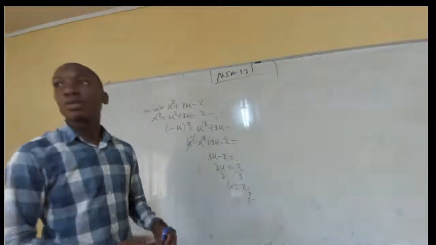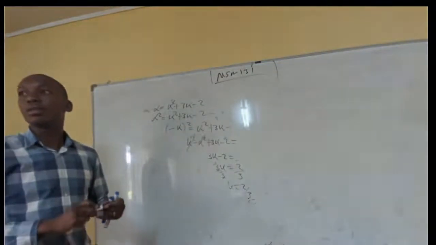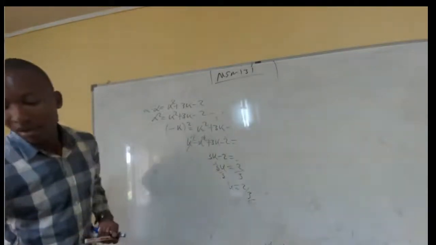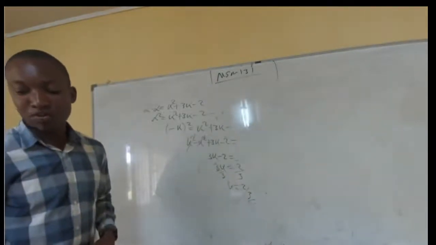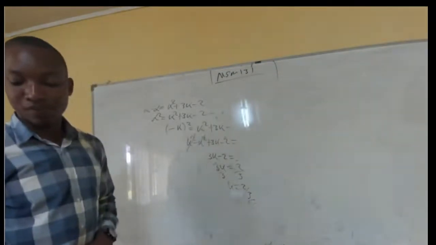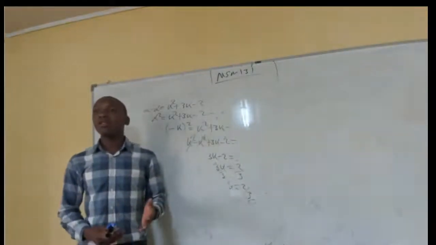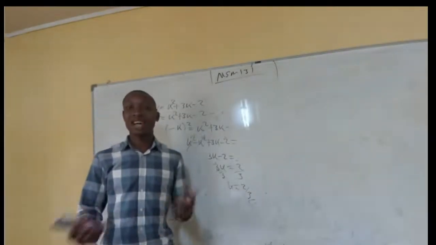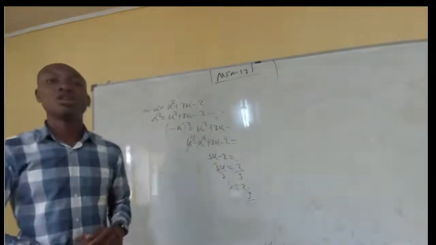Okay, so question 16. Question 16 says if 3x squared plus 13x plus 4 is equal to x plus 4 multiplied by some polynomial, state the degree of the unknown polynomial. When we say state the degree of the unknown polynomial, what we're simply looking for is the highest power. So what is the highest power of the variable in the polynomial which is unknown?